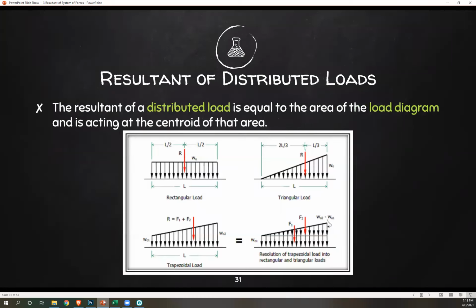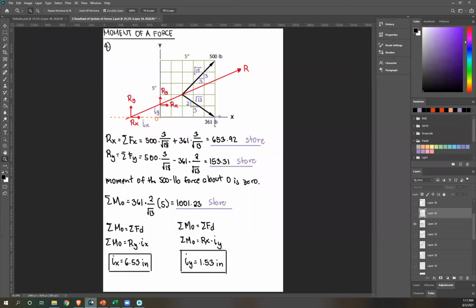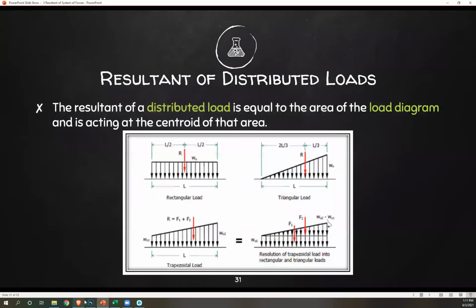So for parallel force systems, we're not only going to be talking about point loads. Point loads are what we've encountered so far. The single forces are called point forces or point loads. For parallel force systems, we have what we call your distributed load, as you can see in the figure. The resultant of a distributed load is equal to the area of the load diagram and is acting at the centroid of that area. So basically, we have these distributed loads, and the red arrow represents their resultant. That resultant can also mean it is the point load version of your distributed load.